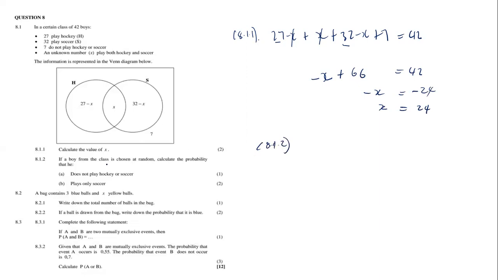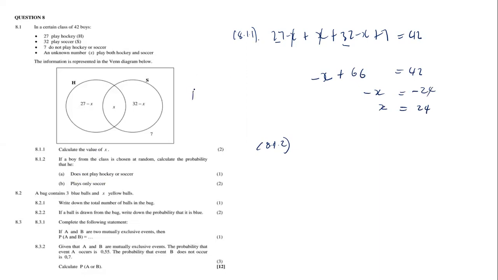8.1.2 says to us, if a boy from the class is chosen at random, this is probability for sure, calculate the probability that the boy does not play hockey or soccer. Okay, so we want the probability that he does not play hockey or soccer. So how do we deal with this one? You can use your formula. I love using formulas to simplify life.